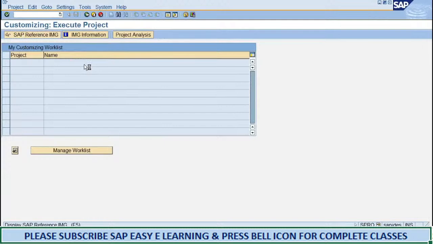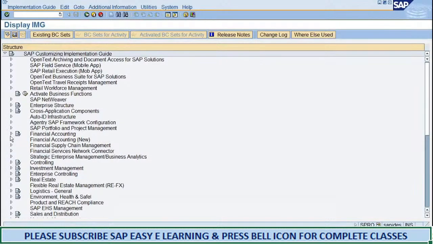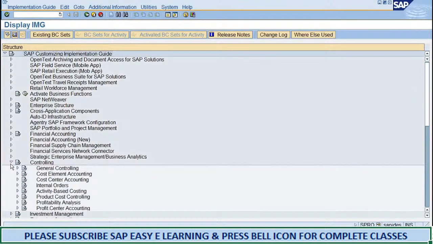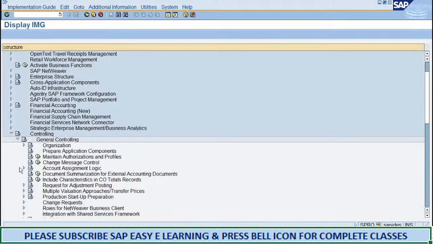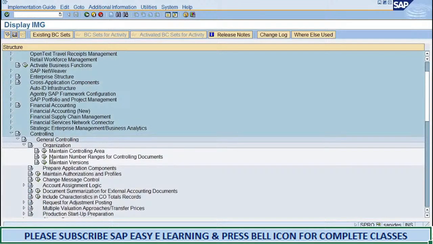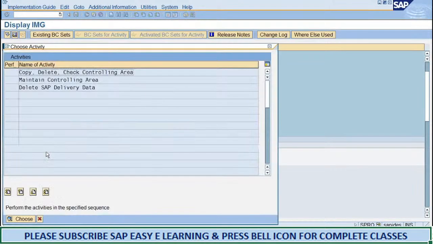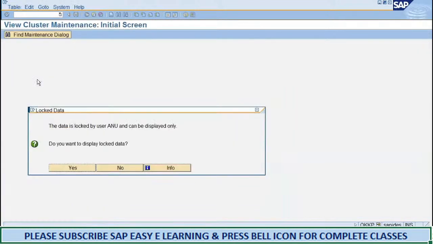SPRO, controlling, general controlling, organization, maintain controlling area. Double click on maintain controlling area. So the data is locked by user Anu and can be displayed only. So you have to unlock the user.